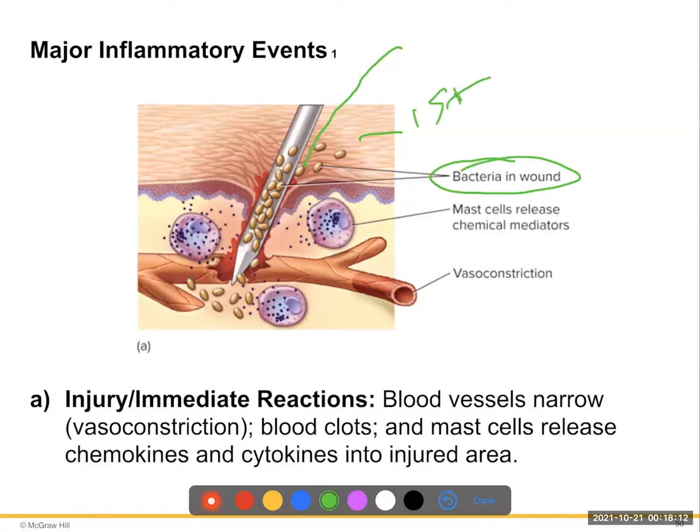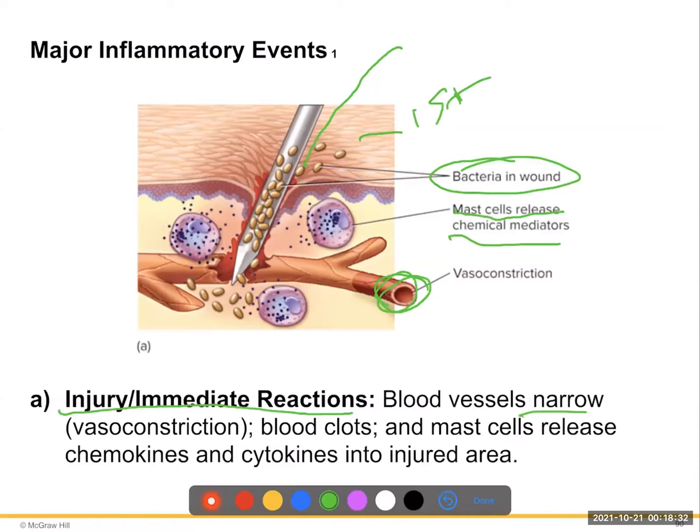Okay, so once we get this break here, these mast cells under the epithelium release certain chemical mediators. Okay? And we get vasoconstriction here. So we shut this area down. We stop the blood in that area and we start to shrink it down. So here's our injury, the immediate reaction.